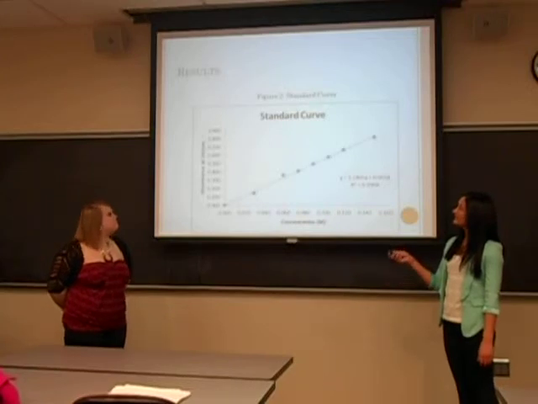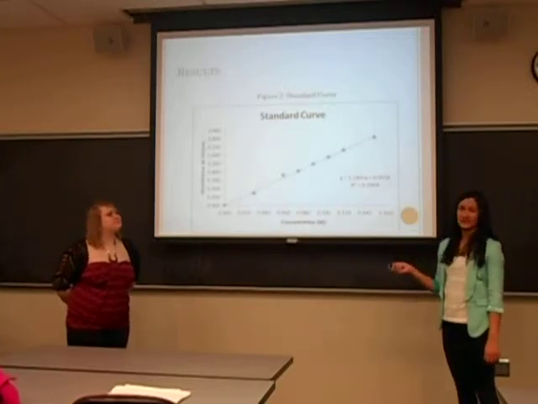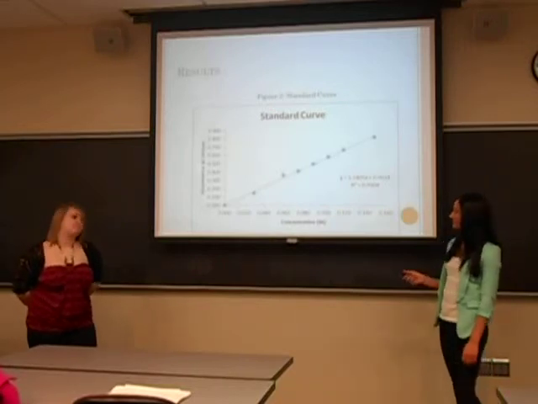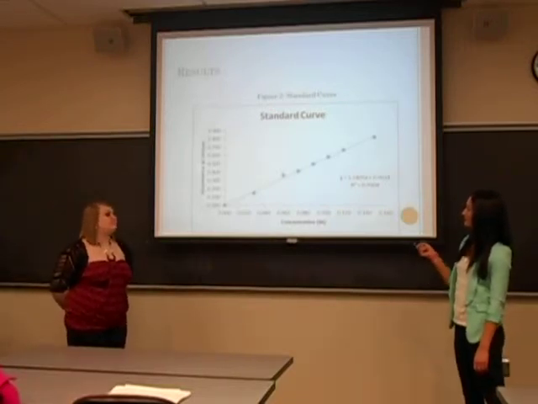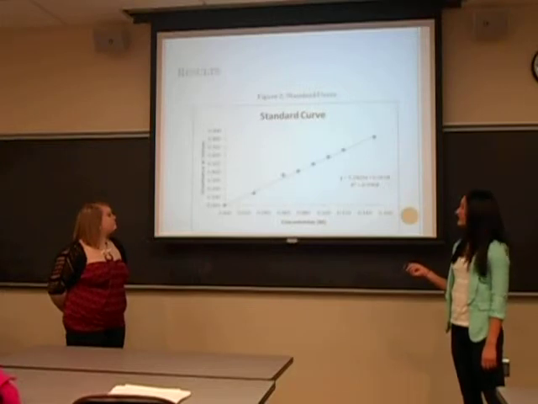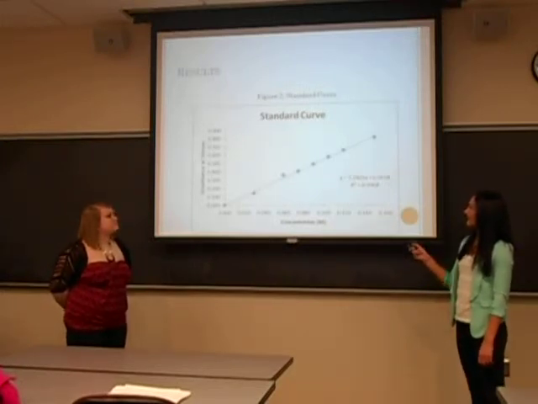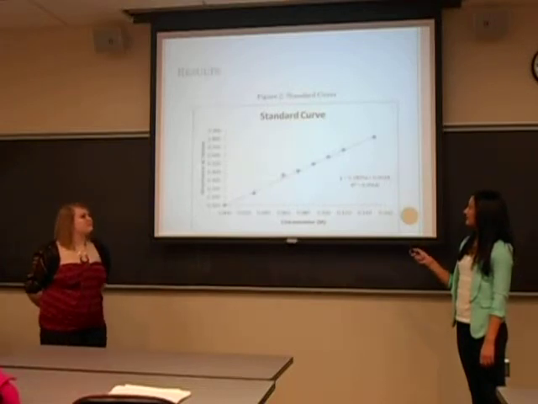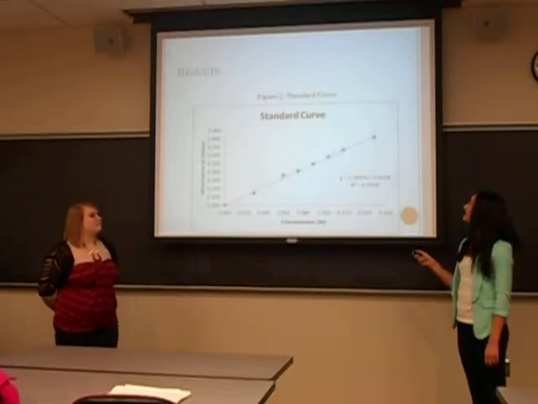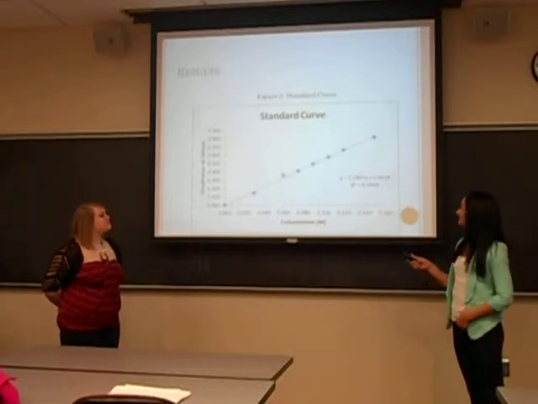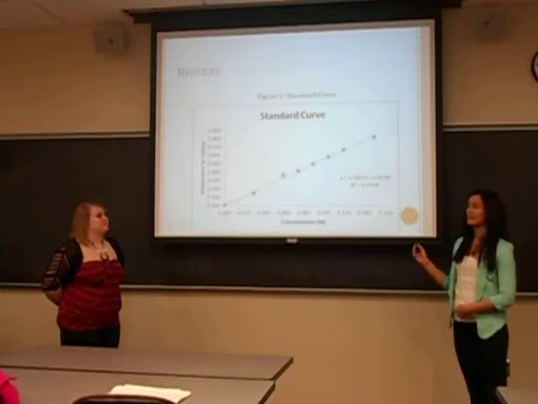Here shows the standard curve that we obtained from all of the cuvettes being read at the lambda max wavelength. We can see it's a linear function, where absorbance increases as concentration increases. From this line, we obtain this equation of the line, and this correlates to Beer's law, which is absorption equals epsilon times path length times concentration.